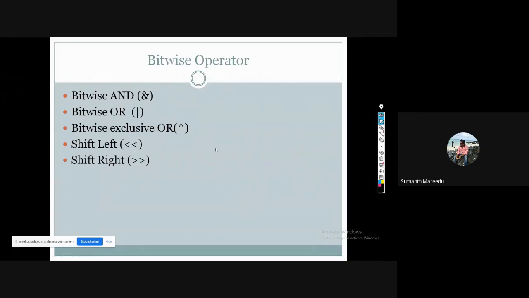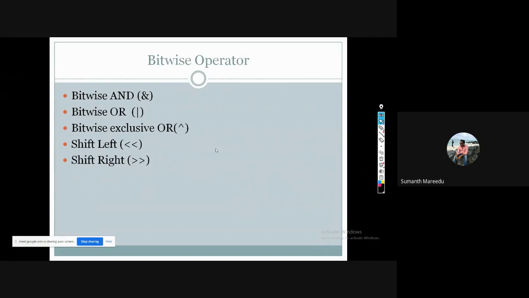And next one is bitwise operator. Bitwise is also a binary operator. So we have bitwise AND, bitwise OR, bitwise exclusive OR, left shift and right shift. Hello, am I audible? Yes, sir. Okay. So these are the 5 bitwise operators.